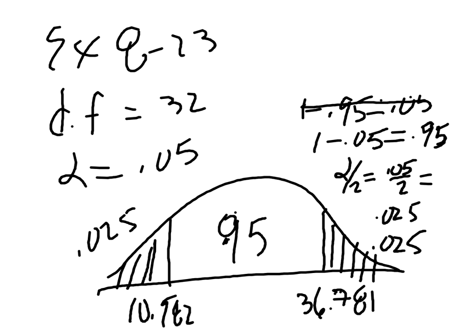Now, it's important to mention here, and we have an example that'll show us this, that in order for us to reject the null hypothesis, we must get a value, and remember, all chi-squared values are positive. We must get a chi-squared value less than 10.982 or greater than 36.781.